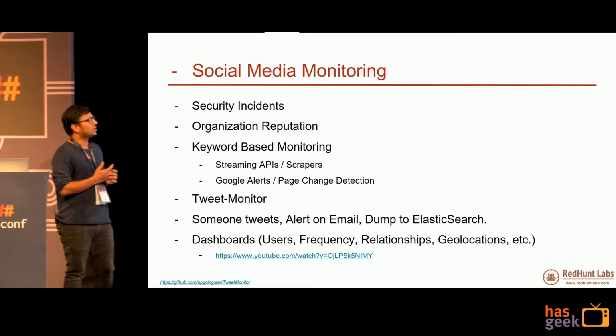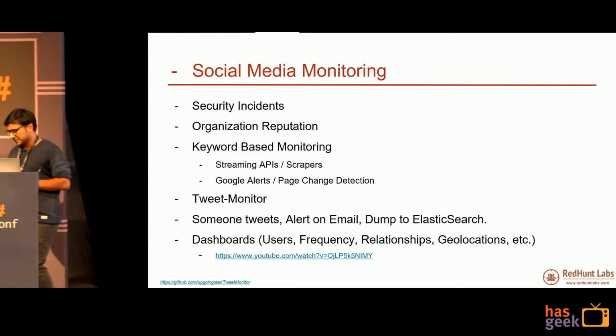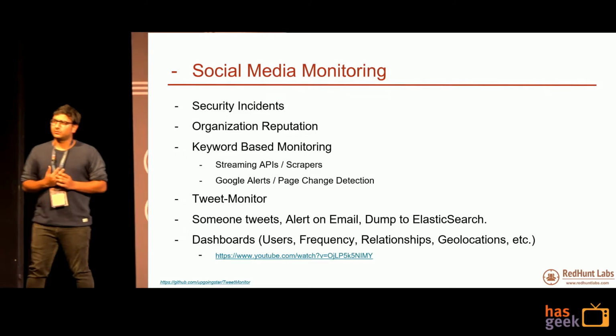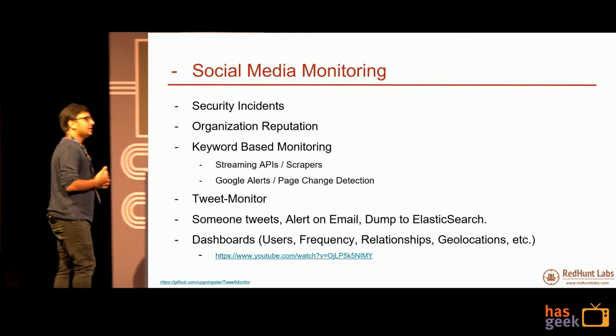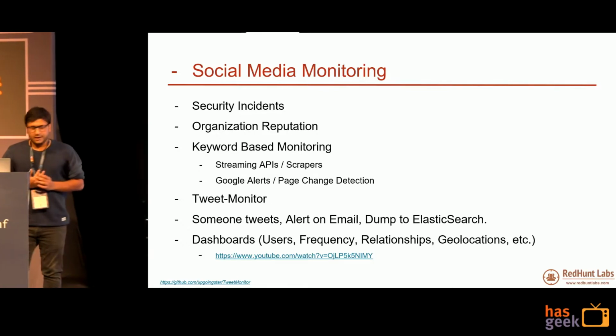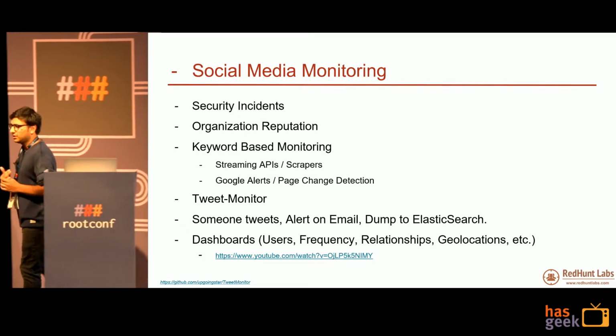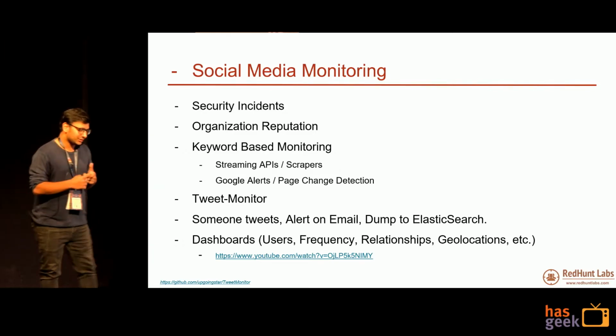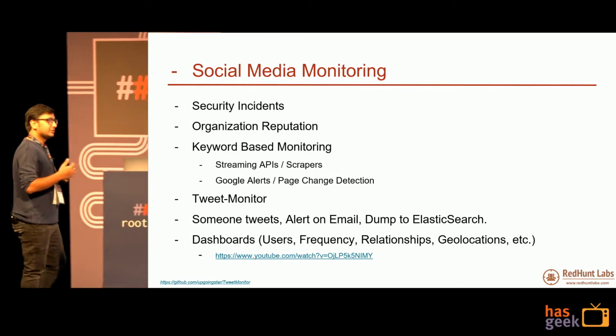I wrote a tool called Tweet Monitor long back, which basically takes a keyword, and it keeps looking for that keyword. If someone tweets around that keyword, it sends you an email. And it also dumps this to Elasticsearch or any database of your choice. Now, once this is dumped on Elasticsearch, of course, apart from the tweet, there are a lot of attributes of the tweet, which includes the screen name, time zones, etc.